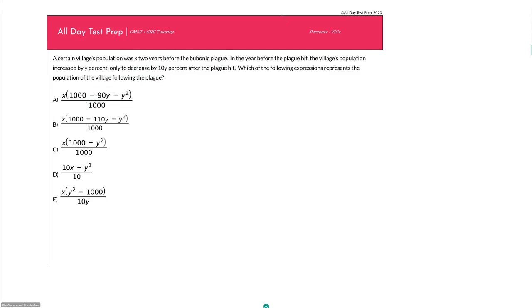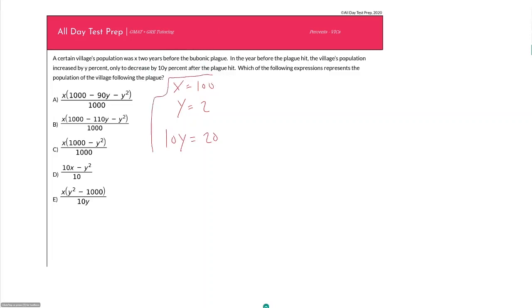And so in this case, even though we're not going to be plugging in our 10Y, we're going to need to use it to calculate our population. So let's say I want that to be 20, and therefore I want my Y to be 2. So Y is 2, 10Y is therefore 20, and X is our original population, so let's say that's 100. And these seem like pretty good numbers.